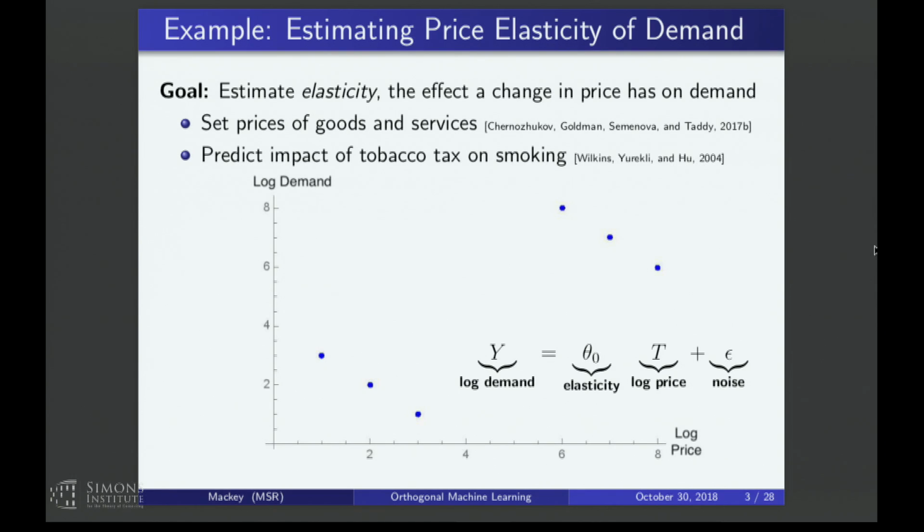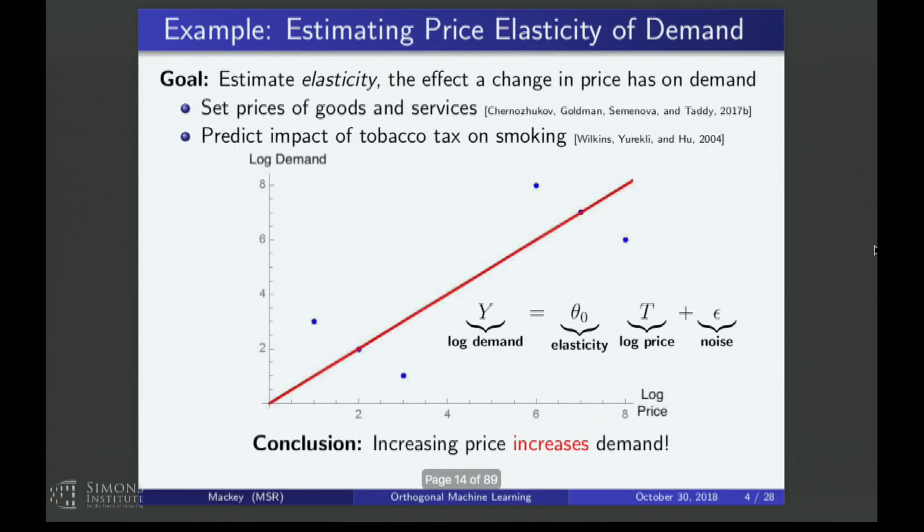So what happens in this example if we do that? Well, here's your best fit line. And if you read off the slope of this best fit line, it tells you that increasing price increases demand. And that seems problematic. It doesn't quite jive with our intuition for how demand and price work.